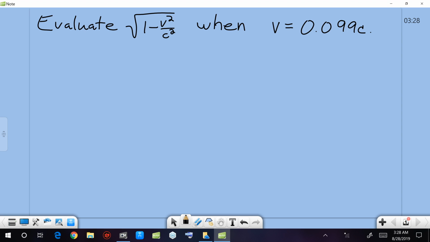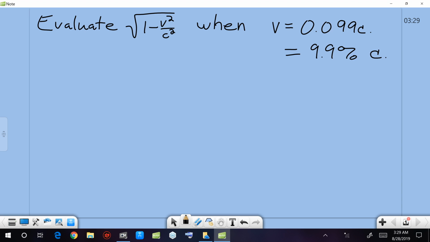This is from Relativity problems number 1. This is problem number 2. So we're going to be dealing with this weird term, the root of 1 minus v squared over c squared. In this case, we're going to try to evaluate this when v is equal to 0.099c, that's really 9.9% the speed of light, which again is c. So you'll see this weird algebra term a lot when you're doing these problems, so it's very important to get good at doing it.